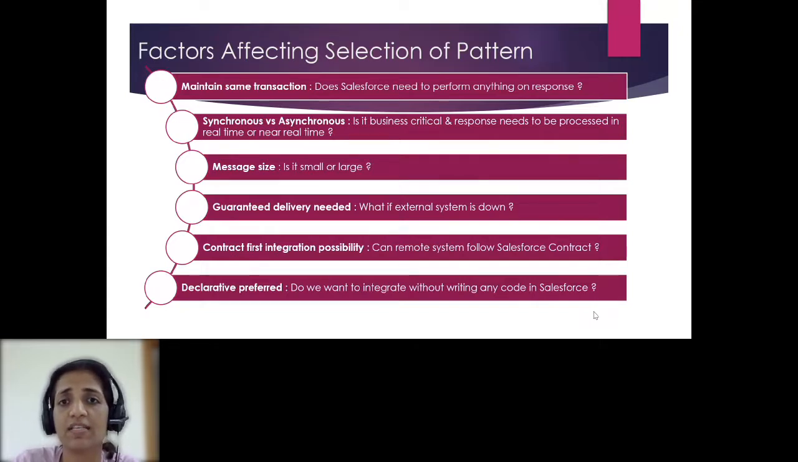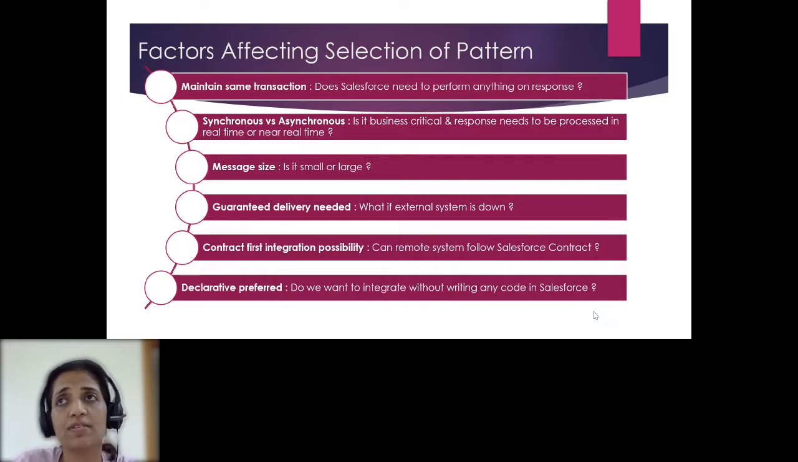So you need to understand whether it is business critical to get the response of whatever is being processed. What is the message size? Ultimately, you have to understand integrations happen between two different systems. You're going over the network, so you need to understand the size of the message as well. Now, is a guarantee of delivery needed? Like, does the external system need to confirm that the order or the integration was completed or not? What happens if the external system is down, right? All these are the other considerations that you have to make.